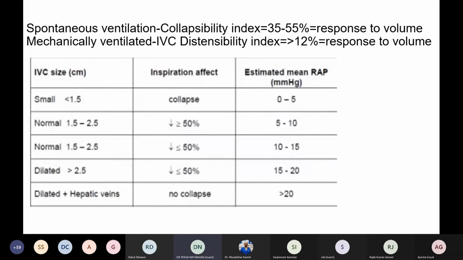Next, RAP can also be calculated based on the IVC collapsibility index in spontaneous ventilation, and in mechanically ventilated patients, it's the distensibility index. So anything more than 12, you can give volume.